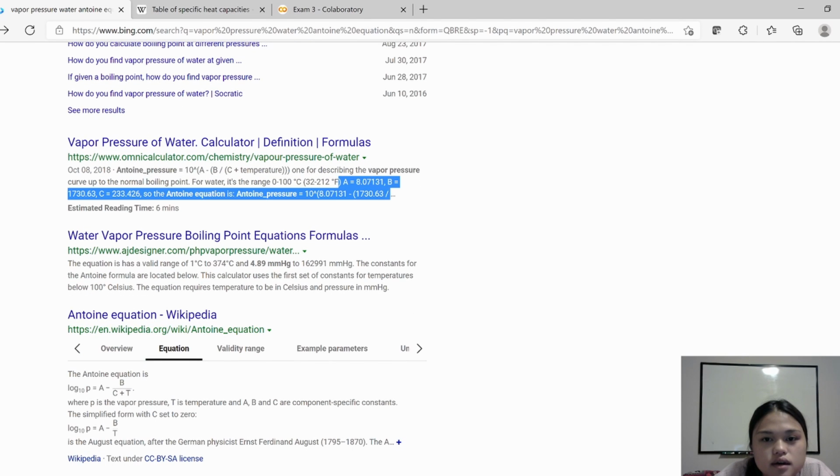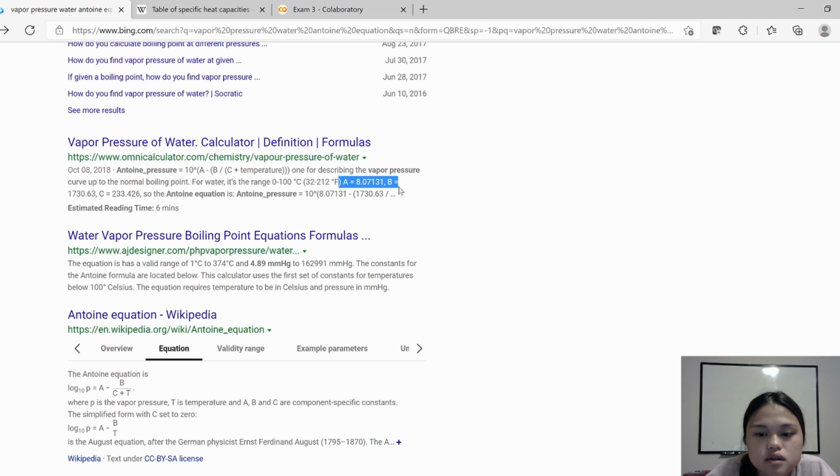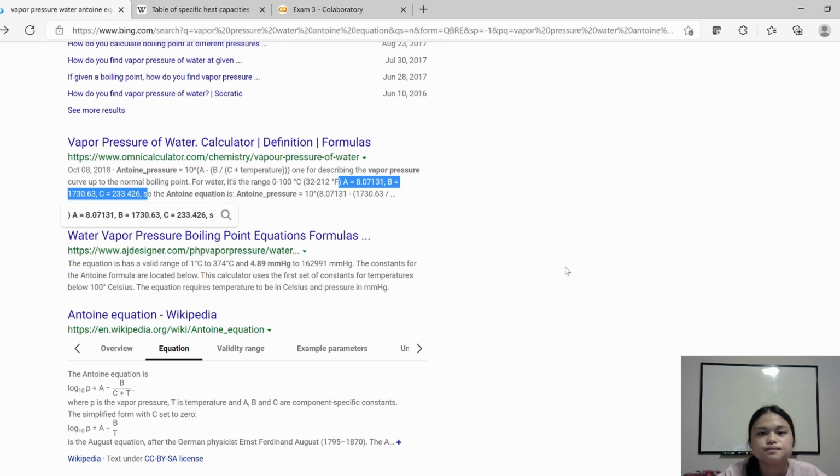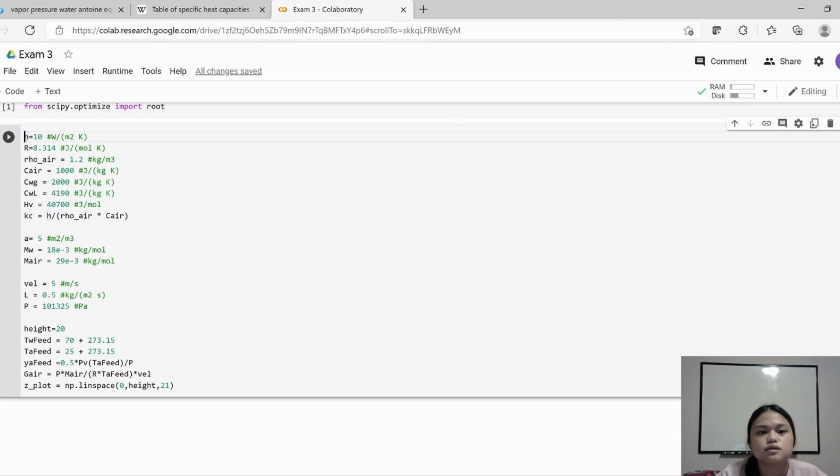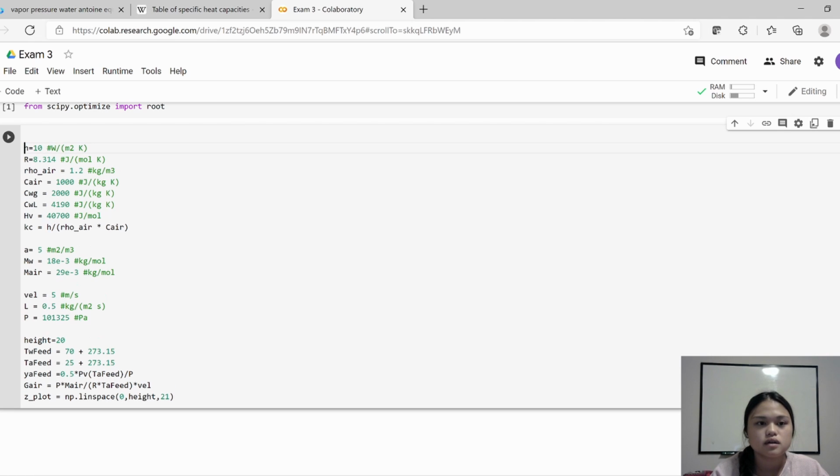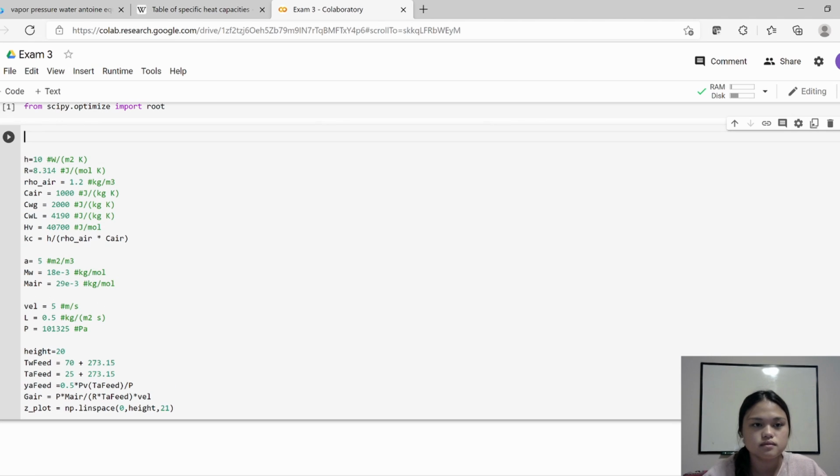So A is 8.071, and B is 1730, and C is 233.426. Okay, so I'm just going to input that in here, and I'm going to define an equation. I'm going to have it as the vapor pressure, that's what we want, in terms of temperature.